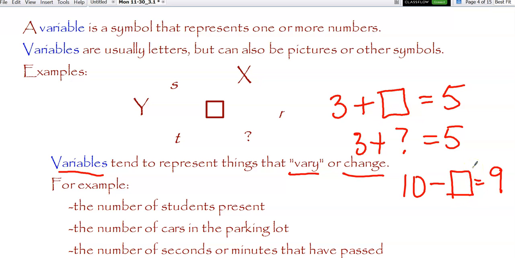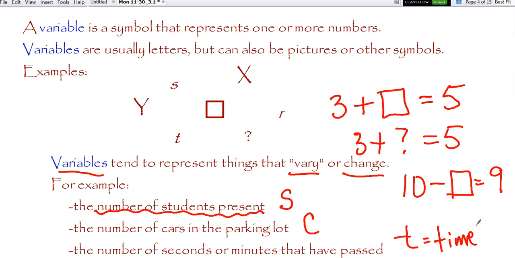And some of the ways we can think about it is, hey, guess what? The number of students present in class each day could vary. So I could use the variable S for the number of students. How about the number of cars in a parking lot, right? I would probably use the letter C to represent the number of cars in a parking lot. And then when you talk about the number of seconds or minutes that have passed, I usually use the variable T to represent time. Okay.